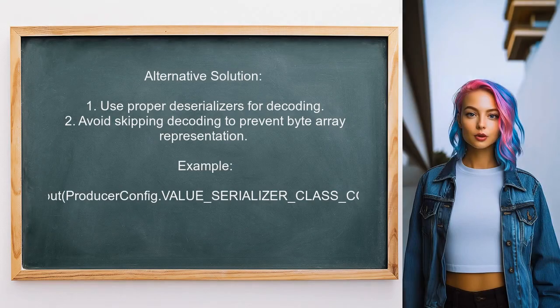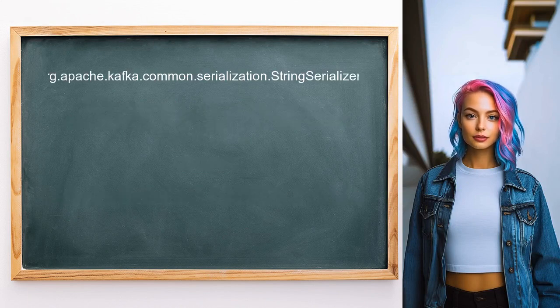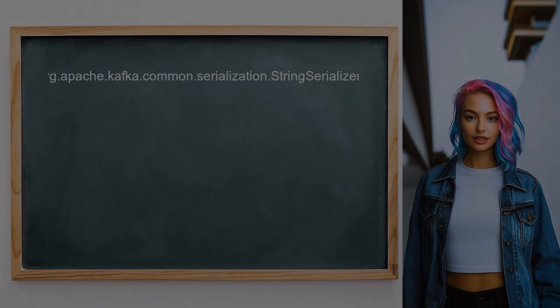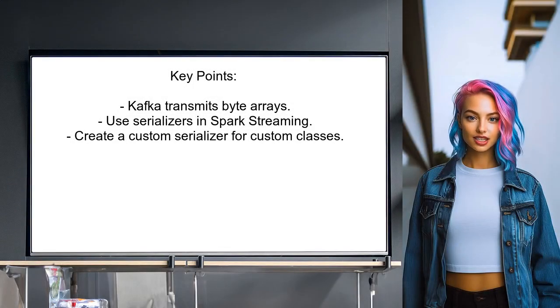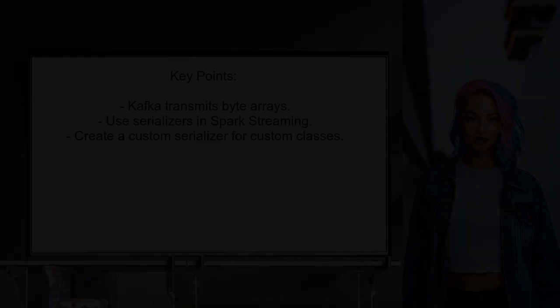An alternative approach suggests decoding the bytes using the appropriate deserializers, such as strings or custom objects. If you skip this step, you'll see a text representation of byte arrays instead of your original data. Kafka simply transmits byte arrays, so it's essential to use serializers for keys and values in Spark streaming. If you want to deserialize byte arrays into a custom class, you'll need to create a custom serializer.